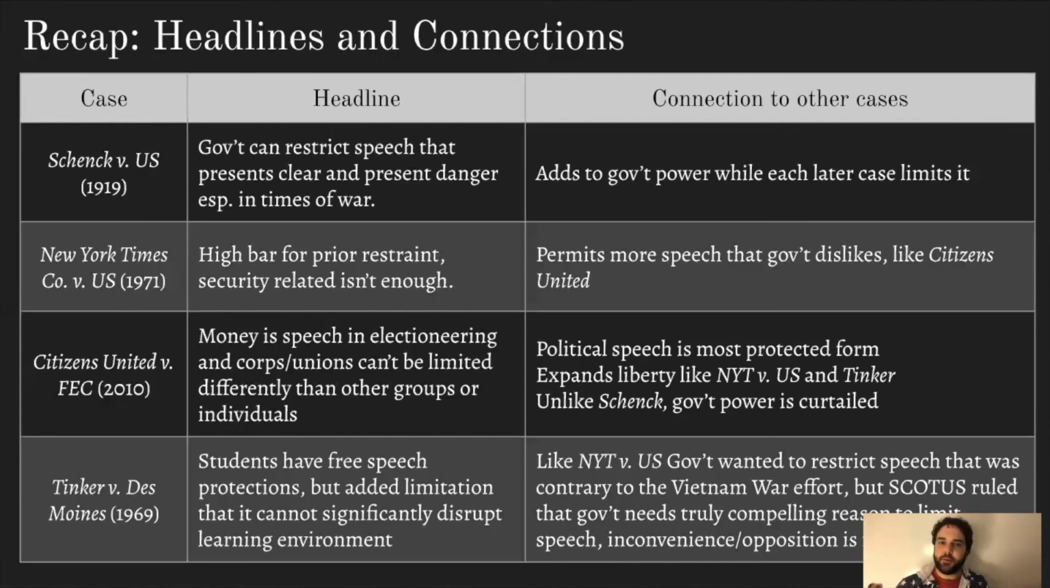I hope this was helpful. I hope you understand your First Amendment speech and press rights better than you did before. And I know that you'll do very well in showing what you know on the AP exam.